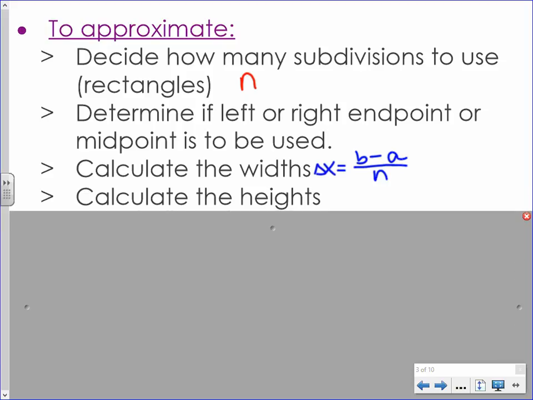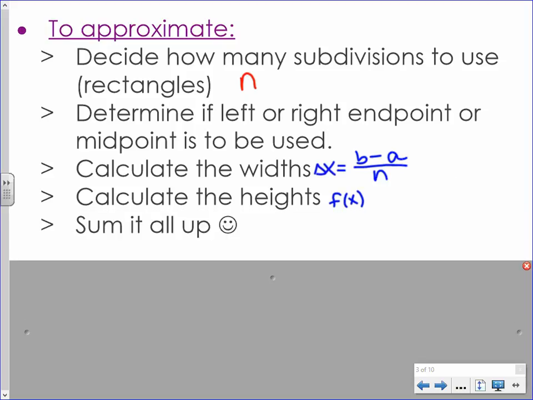Then we have to calculate the heights of our rectangles. Now, this is going to be different if we're a right endpoint, a left endpoint, or a midpoint, but our function value is going to give us the height of the rectangle. Once you know the widths and the heights of all your rectangles, then you can find the area of your rectangles and add them all together.